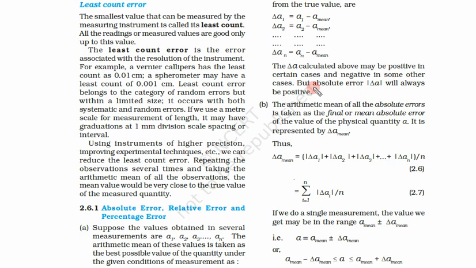So this absolute error is always positive. Error can always be positive. Error is never negative. The arithmetic mean of all absolute errors is taken as the final or mean absolute error of the value of the physical quantity A. It is represented by delta A mean.